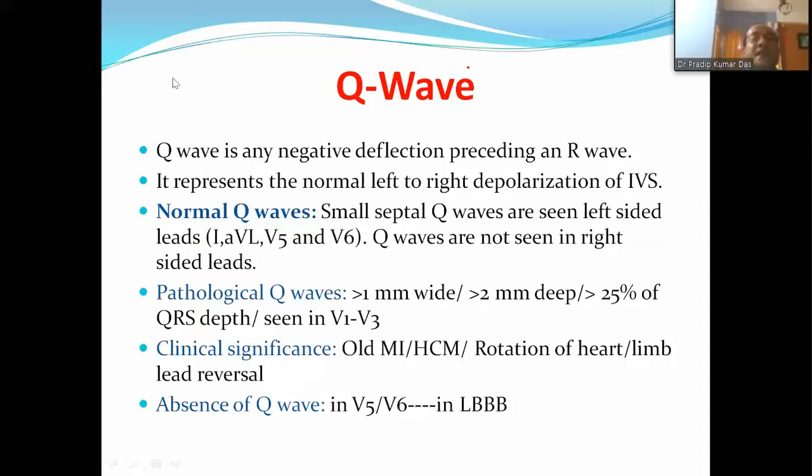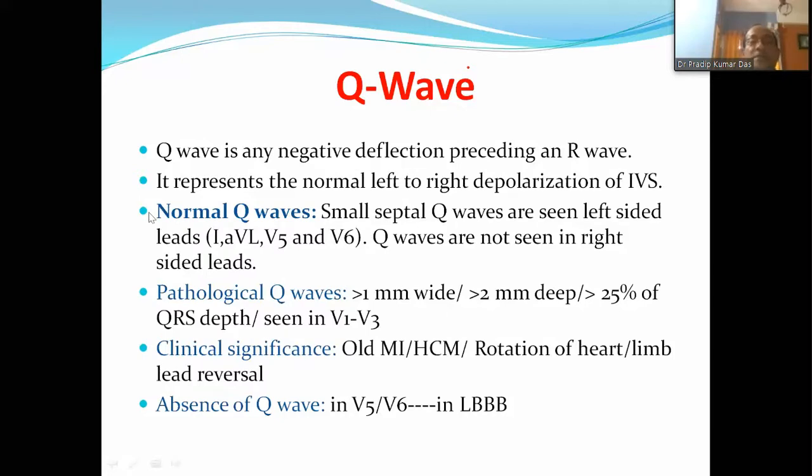Q wave is any negative deflection preceding an R wave. Before the R wave, any negative deflection is called Q wave. It represents the normal left to right depolarization of the interventricular septum. That is, normally the septum is depolarized from left to right, and that represents the depolarization of the IVS. Normal Q waves, small septal Q waves, are seen in left-sided leads, that is 1, AVL, V5 and V6. Q waves are usually not seen in the right-sided leads.